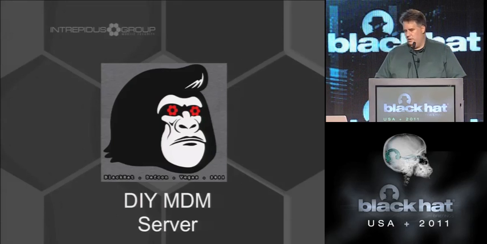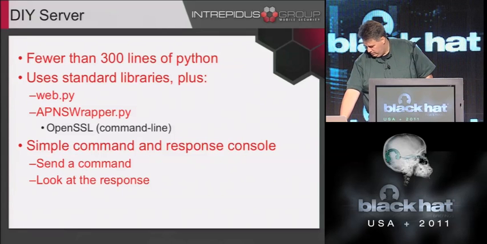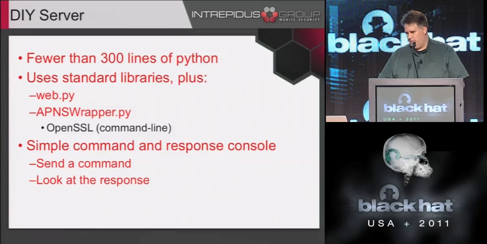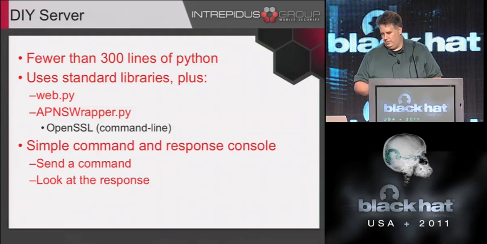So at this point, we actually know enough to create our own server. And I'll demonstrate that here. It's built in 300 lines of Python, though I cheated. I used web.py to do some of the heavy lifting for establishing all the HTTP connections. I'm also using something called APNS-wrapper.py, which is a simple little library that handles all the management functions between the server and the push notification server. And that itself depends on the OpenSSL command line utilities.